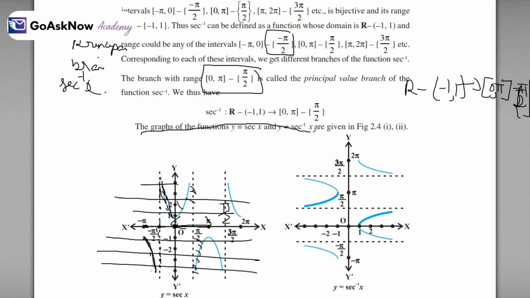The graphs of the functions y equals sec x and y equals sec inverse x are given here. It is drawn by taking the mirror image about the line y equals x. Okay, you should know how to draw these graphs. You can take the mirror image or reflection of that graph about y equals x, and correspondingly you can draw the graph. Okay, so let's move to the next page and see what the next topic is.